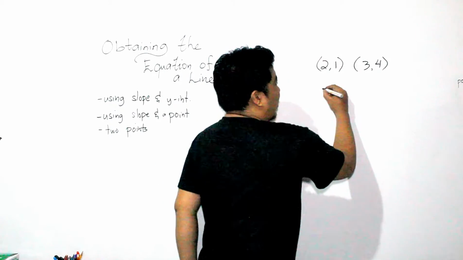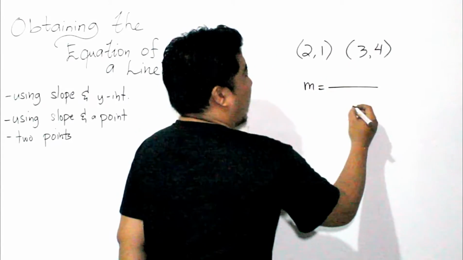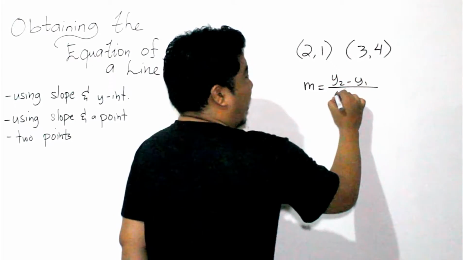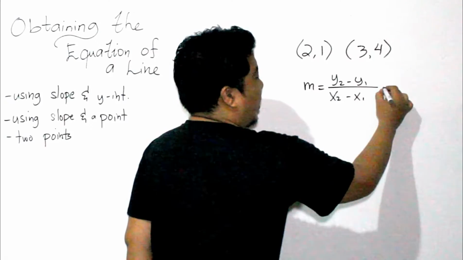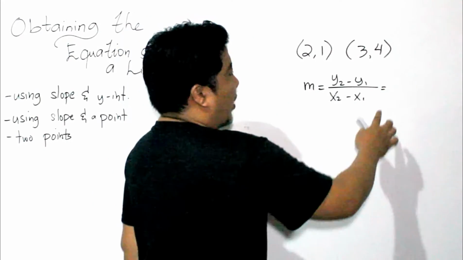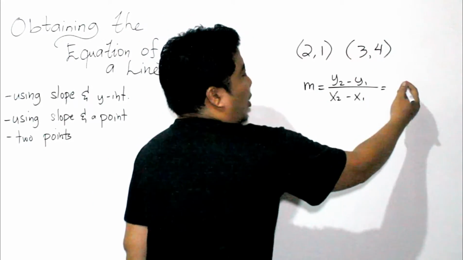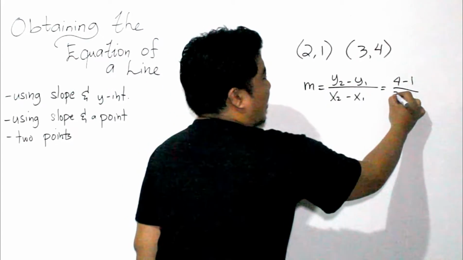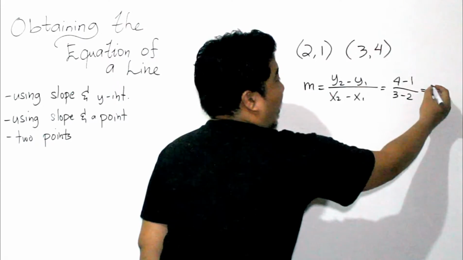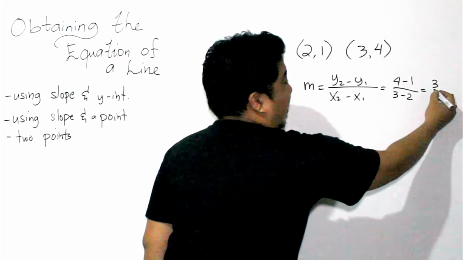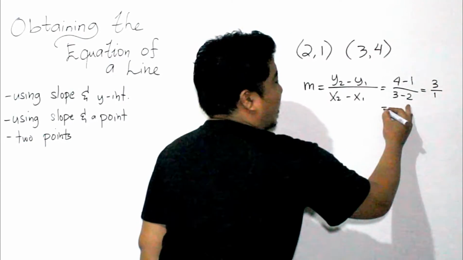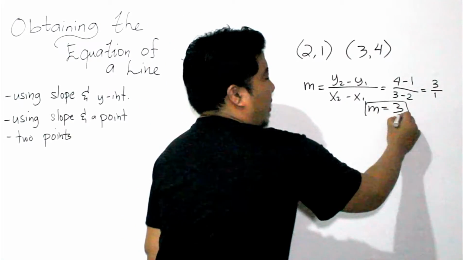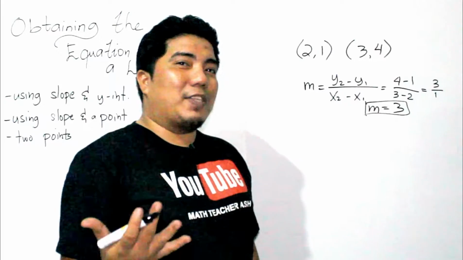Okay, remember that the formula for slope is y2 minus y1 over x sub 2 minus x sub 1. Okay, so what you will do here is you subtract this one. So that is 4 minus 1, and then 3 minus 2. So you have now 3, you have now 1, so that is basically 3. So the value of your slope is 3. So now you have the slope.